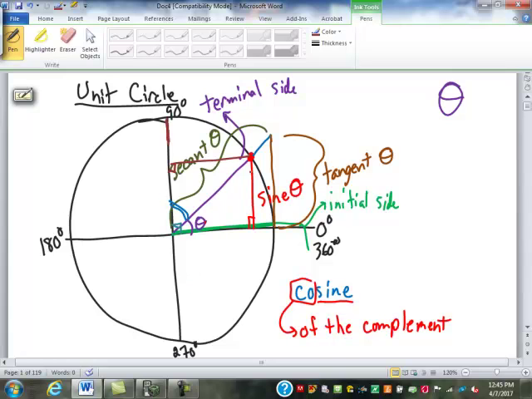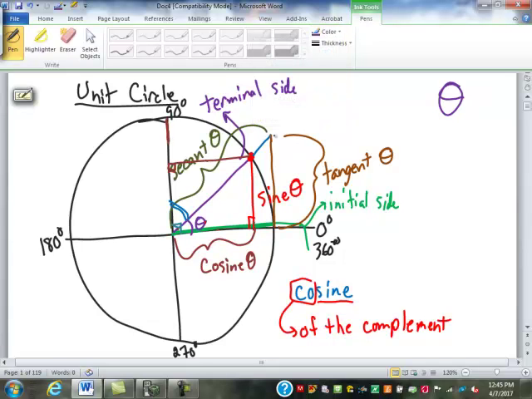Now that distance, since this is a right angle and this is a right angle, makes this thing a rectangle, right? This is a right angle. We have three angles that are right. The fourth one has to be right. So that length up there has to be the same as this length down here. So that length is the cosine of that angle.